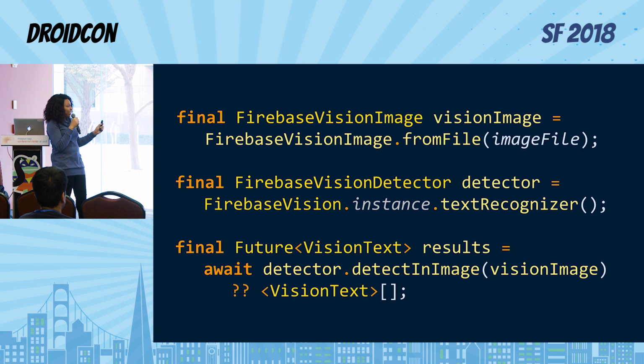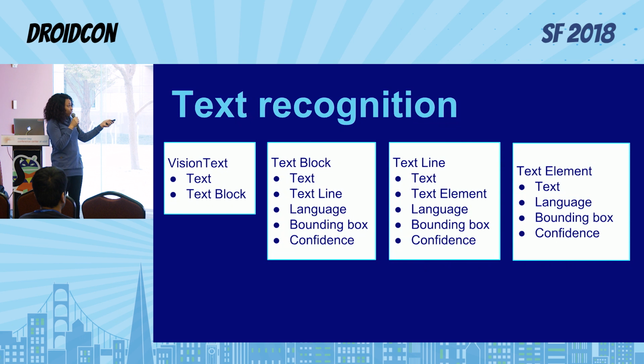This is basically what it looks like. I just had the different blocks so you can see how the classes look. This is a vision text class. It has a text and a text block. This is a text block class, and it has all these parameters in it. This is a text line, and it has all these parameters, and text element has all those parameters. You don't really need to have text block if you don't want to, because text will tell you all the text that's in the image.